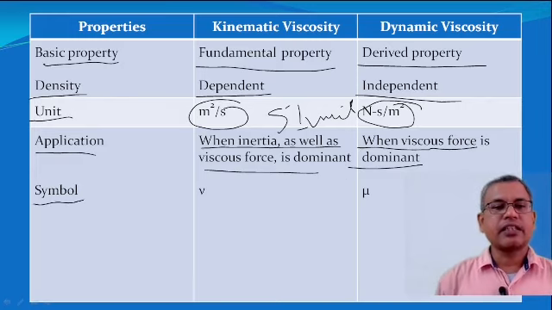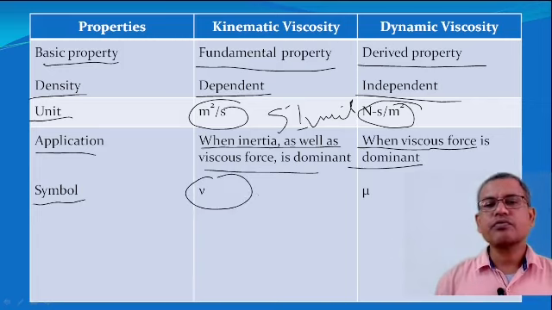At last, kinematic viscosity is represented by nu and dynamic viscosity is represented by mu.